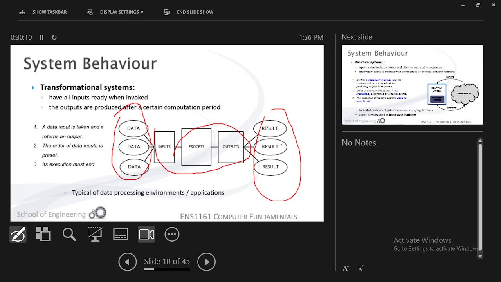Apart from that, some additional information here. All of these information systems are focused on this transactional mechanism. That's why they are called transformational systems. A data input is taken and it returns an output. Then the order of data inputs and execution must be fixed. So basically it's just input, processing, and output, with the two other ends being data and information. In some places you can find result instead of information here, it's totally okay.